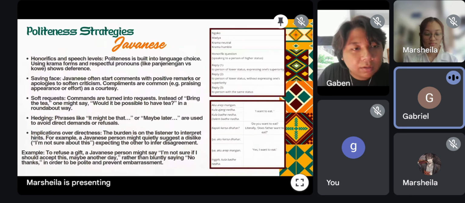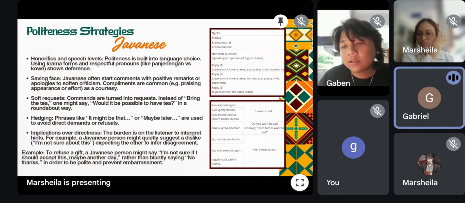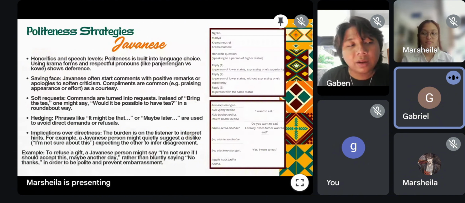Okay, now we're moving on to politeness strategies in the Japanese context. In the Japanese context, honorifics and speech levels: politeness is built into language choices using honorifics and respectful pronouns, like the word panjenengan versus koe. It shows a difference: calling someone panjenengan is more respectful, and koe is more informal, with not much respect implied.